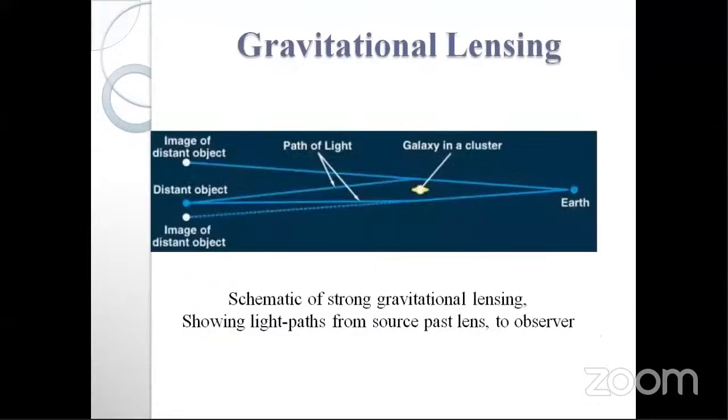This is a schematic of strong gravitational lensing, image courtesy of Tim Hamilton. It was present in the material that he has given to us. Here we see the light paths from the source, past the lens, to the observer on the Earth. The galaxy in the cluster acts as a lens, and the blue dot that you see is the distant source, and the two white dots are the images that are visible to the observer due to the lens.